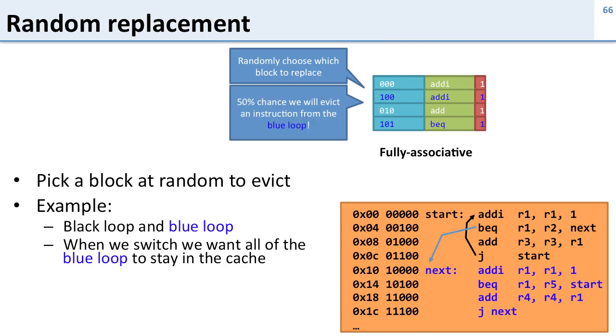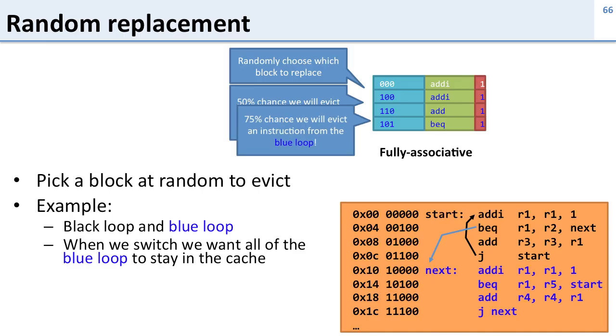Now at this point, we have two instructions from the blue loop and two instructions from the black loop in our cache. When we randomly choose another one to replace, this means we have a 50% chance of evicting an instruction from the blue loop. That wouldn't be good because we're in the blue loop. We want to keep those instructions in the cache. So we go ahead and do our next instruction, and we got lucky. We didn't evict a blue instruction. But now we have a 75% chance of evicting an instruction from the blue loop. When we go on to our next instruction, now we did that. So we just evicted one of the instructions from our blue loop because we chose it at random.